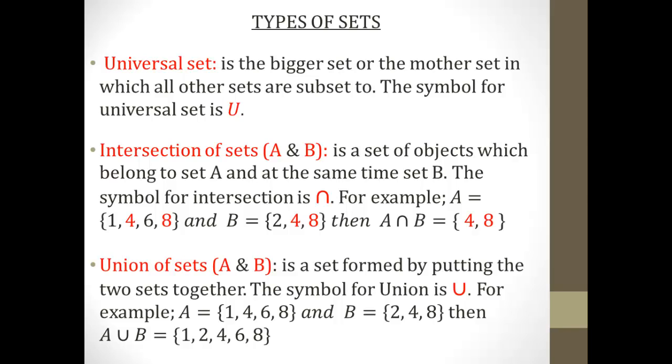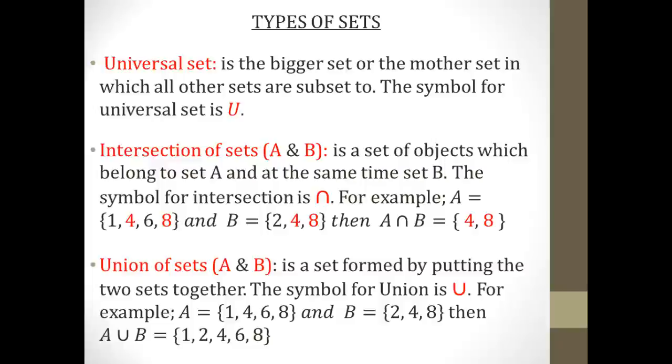So when you are given two sets A and B, where A is 1, 4, 6, 8, and B is 2, 4, 8, then you merge them together. If you have 4 here and 4 here, you just take one. So you don't write all the 2, 4. When you combine A and B, you are going to get 1, 2, 4, 6, and 8. The symbol for union is kind of like U, but a smaller one, because the universal set, which is also a U, is indeed big.